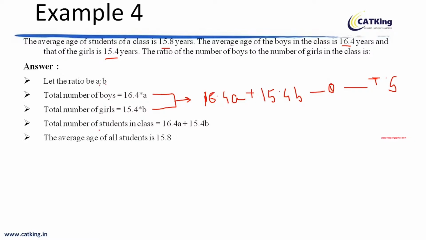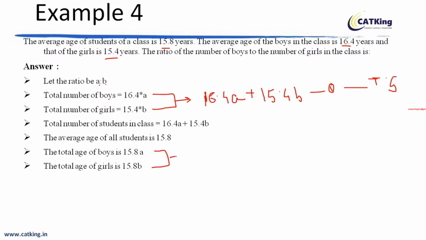Now, they said the average of all the students is 15.8. Average of all the students is 15.8. So the total of boys will be 15.8 and the total of girls will also be 15.8. Correct? Correct? Correct. So if you add these two, you will get 15.8A plus 15.8B. Let's say this is equation number 2.